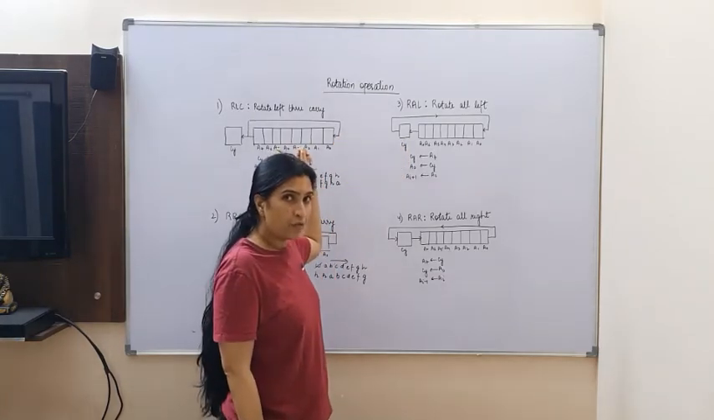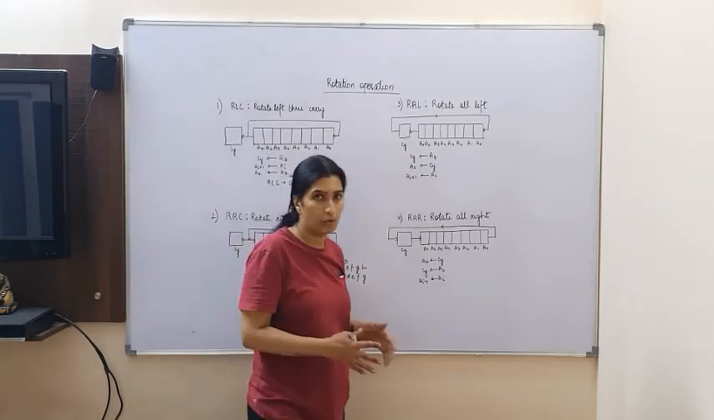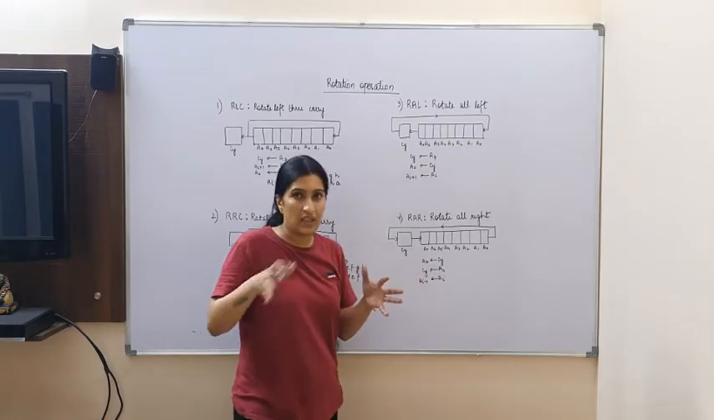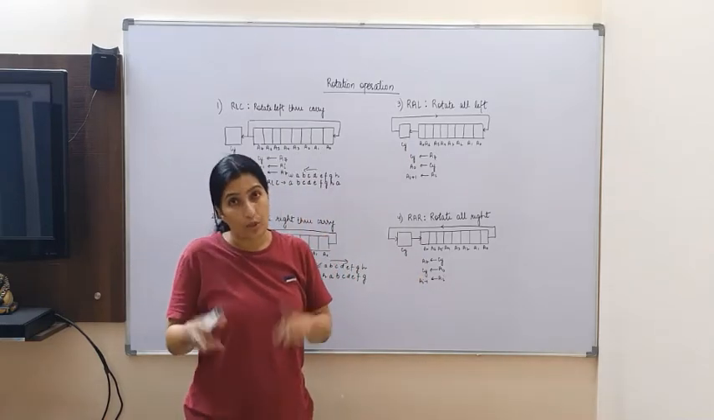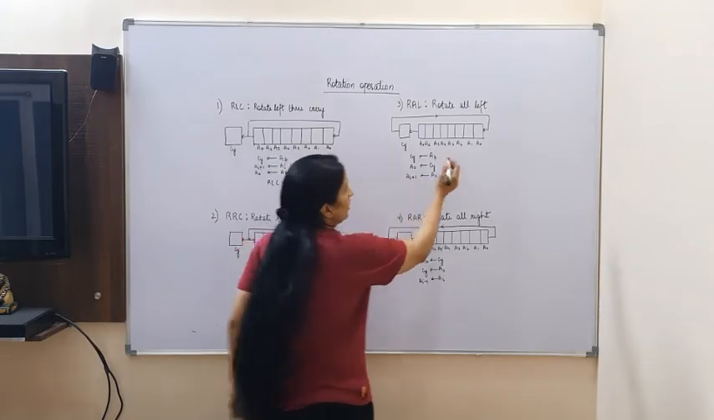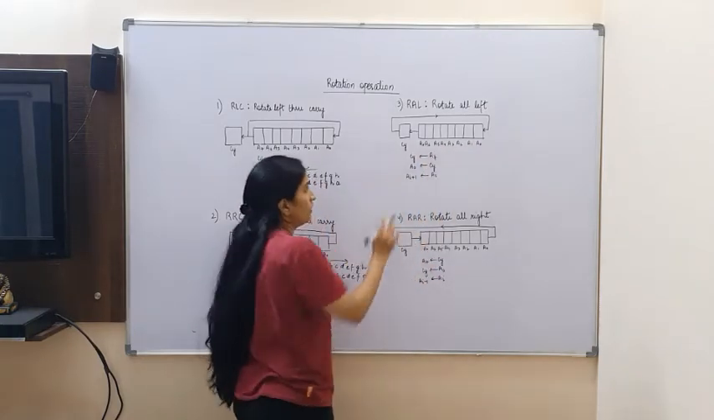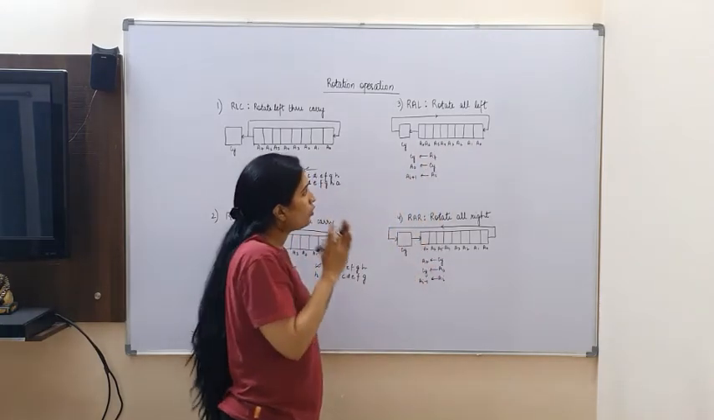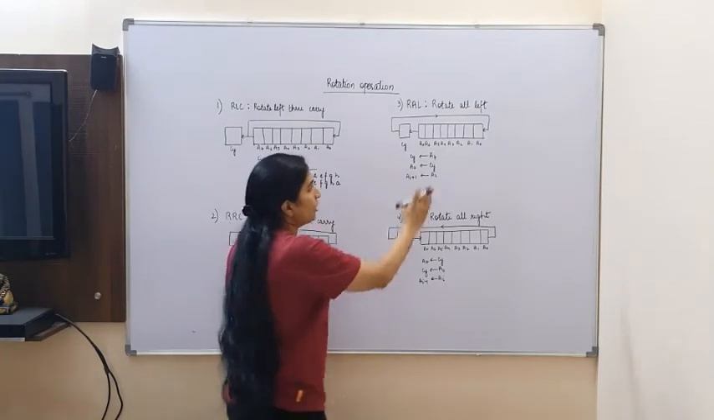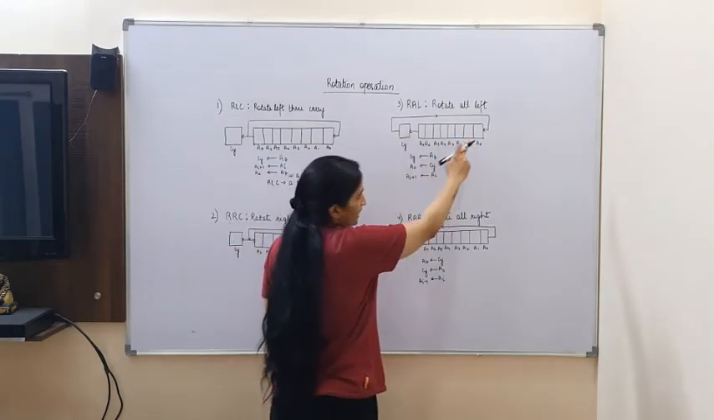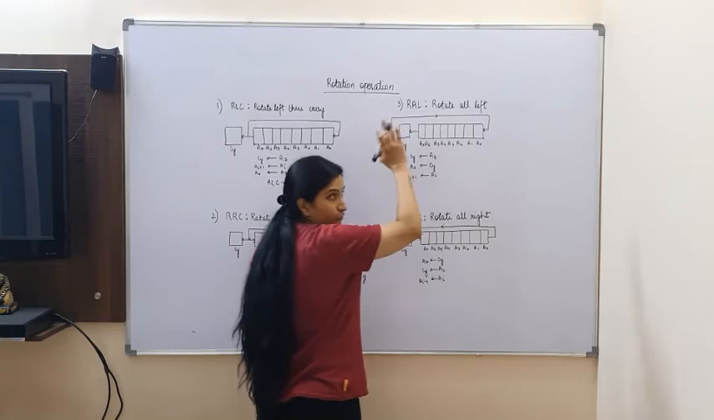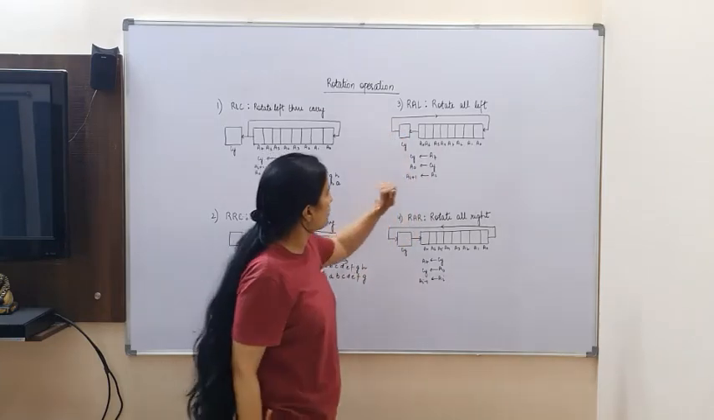Here 8-bit data movement is happening. Here 9-bit data movement will be happening. 9 bits of data will be rotating. How? See, these are the 8 bits of the accumulator and this is the carry. Rotate all left says that all the 9 bits of the data will rotate left. Okay, so how does it happen?